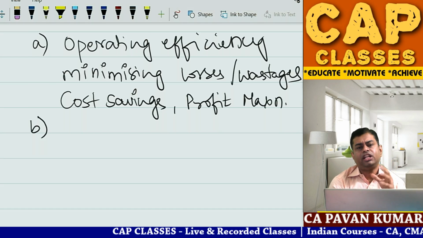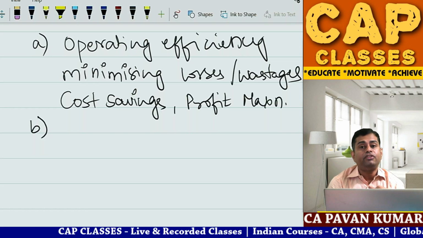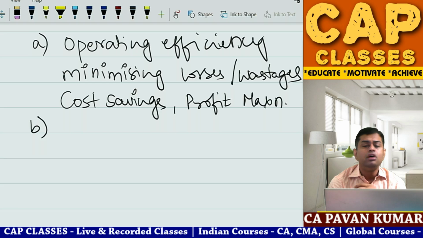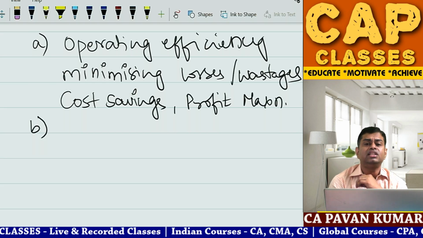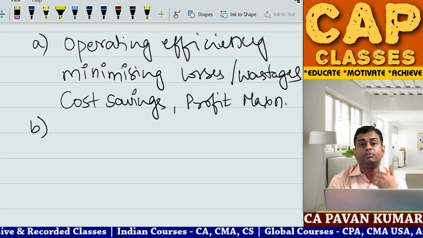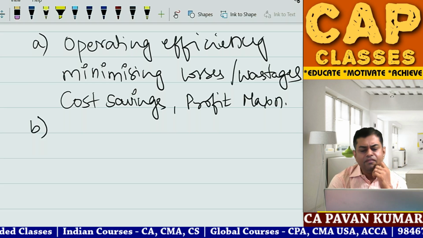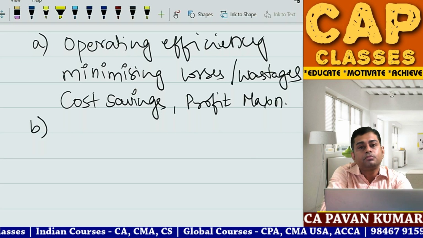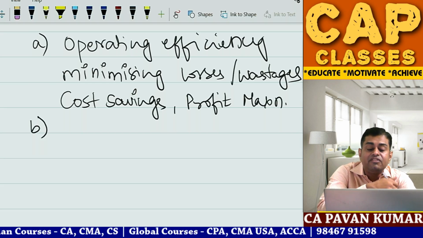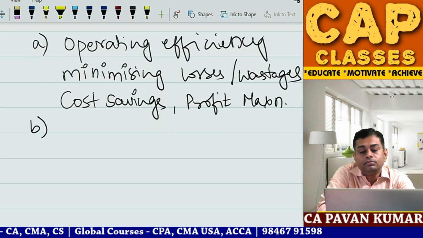Every company, whether it is a big organization or a small organization, a for-profit or a not-for-profit organization, a public entity or a private entity, into public service or into BPO, irrespective of the nature of the business, the size of the business, the sector, the industry, the geography, the country, wherever you are operating, every entity wants these things. Improve operating efficiency, improve productivity, minimizing losses, minimizing wastages, cost savings, profit maximization. Everybody wants it, isn't it?